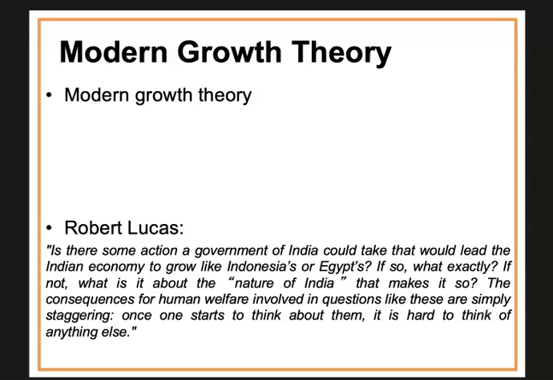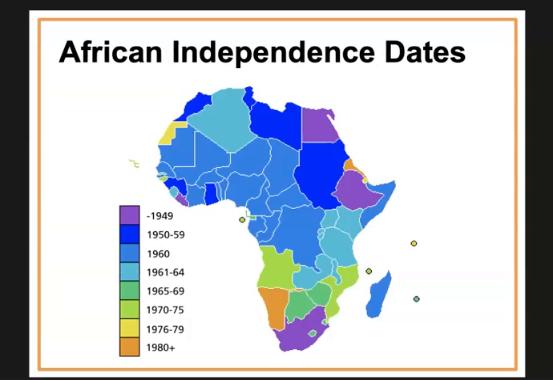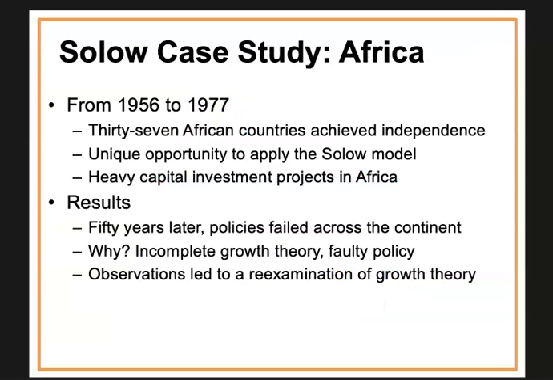So now up to this point, the Solow growth model too is still assuming that technology is random, right? One of the cases we could use to look at this is Africa, that I mentioned a little bit earlier. Between 1956 and 1977, a lot of help came into African countries. So 50 years later, policies have still failed across the continent. This is incomplete growth theory; faulty policy observations led to a re-examination of the growth theory, right?